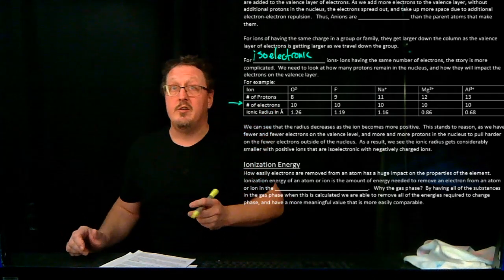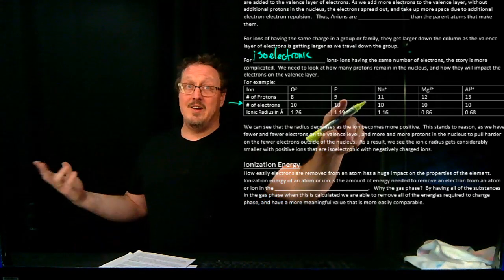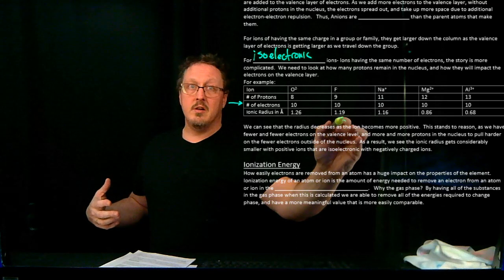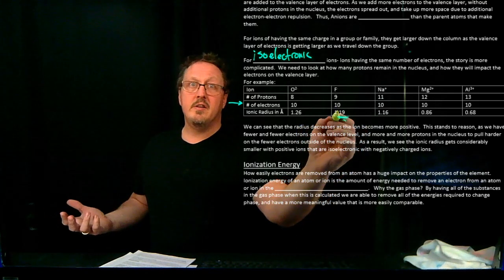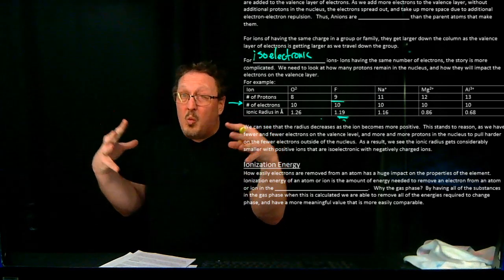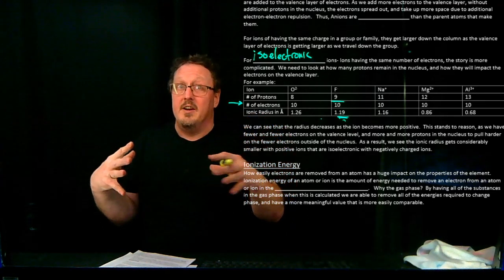Now, fluorine has 9 protons, 10 electrons, so all of these ions, because they're isoelectronic, are going to have the same number of electrons. And so fluorine has 9 protons, 10 electrons, and you'll notice it's a little bit smaller. Well, that makes sense because there's one more proton here that can help fight that fight and pull those electrons in just a little bit tighter.